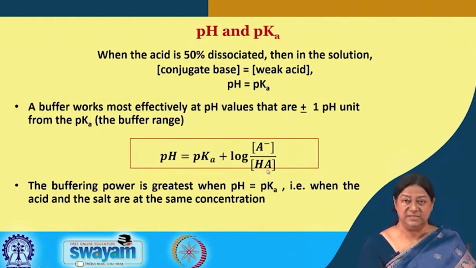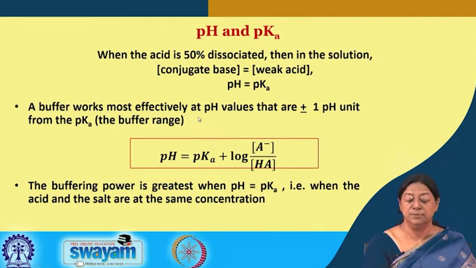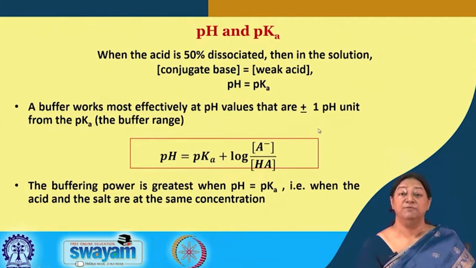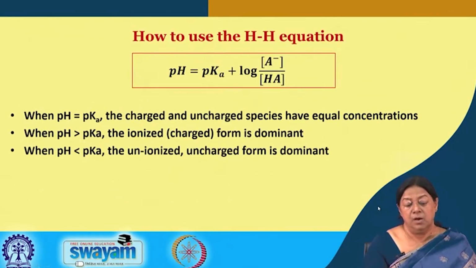And the buffering capacity, which we will talk about in a moment, is greatest when the pH is equal to the pKa. We also mentioned that a buffer works most effectively at pH values that are plus or minus 1 pH unit from the pKa. We will see what this means in a moment. When we have this specific equation, we learnt that when we have the uncharged species, that is HA, and the charged species in equal concentrations, then the pH is equal to the pKa.